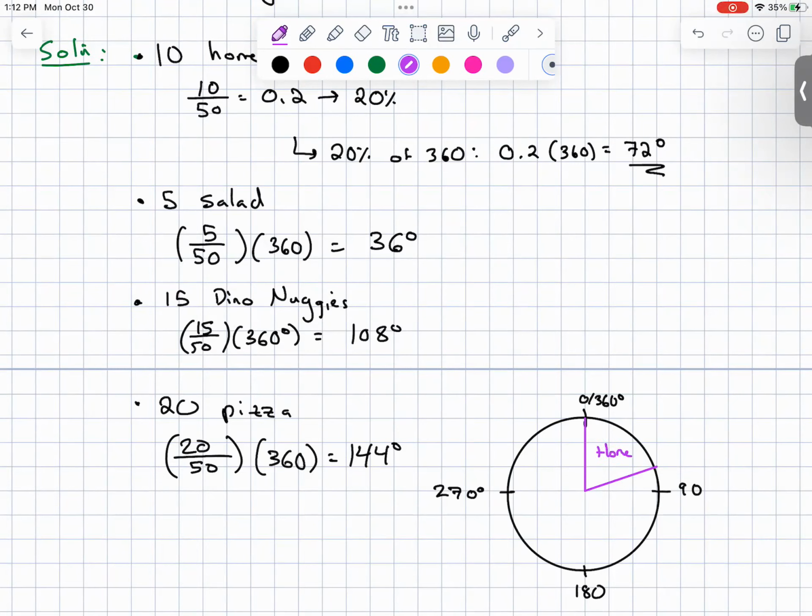And then it was 36 degrees for salad. So we were at 72, add 36, and we're at 108. So we should be here for the next slice. Right about there. And that's going to be salad. And then dino nuggies is 108. We're at 108, add another 108, or you can measure it roughly, 108 is 216. So it's going to be from here to about, I'd say right there.